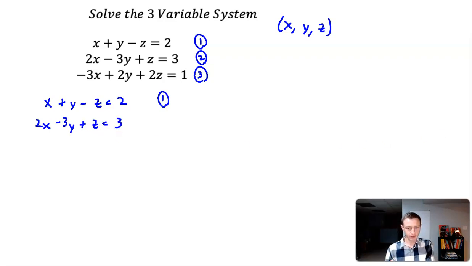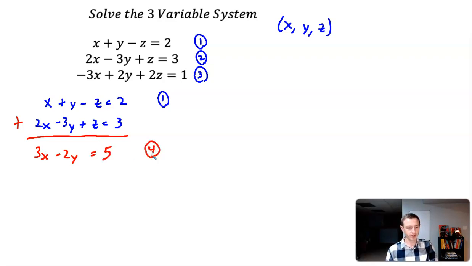Like I was just talking about, I want to add these two equations together because that will eliminate the z's from both, because they're opposite of one another. When we have opposite signs, we want to add. So I'm going to add my columns. 1x plus 2x is 3x. 1y plus a negative 3y is negative 2y. Negative z plus z is 0. I've eliminated the z's. That was my whole goal. 2 plus 3 is 5.